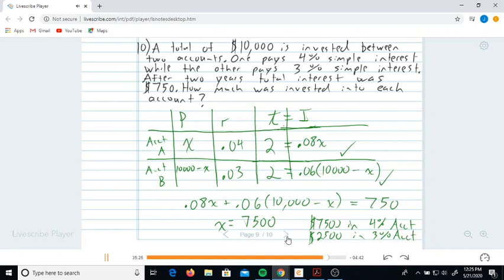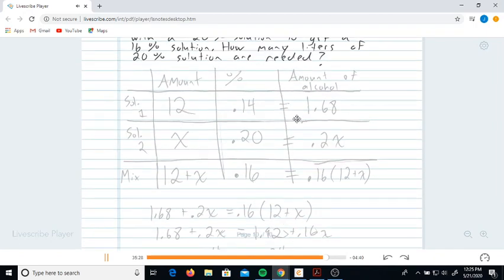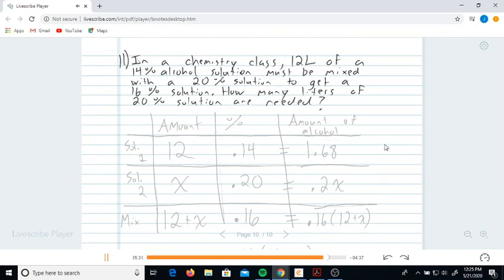And there's our answer. Alright, let's go ahead and look at one last example. So in a chemistry class, 12 liters of a 14% alcohol solution must be mixed with a 20% solution to get a 16% solution. How many liters of the 20% do you need?